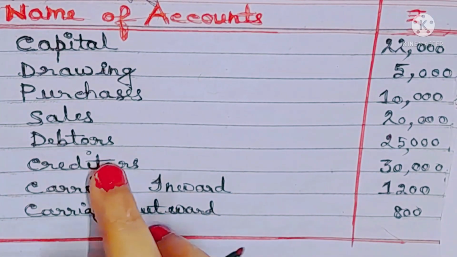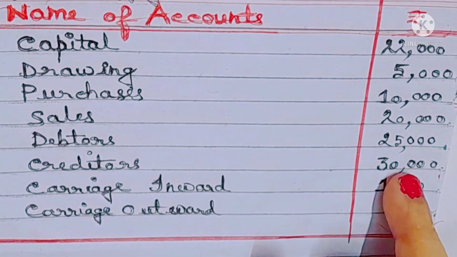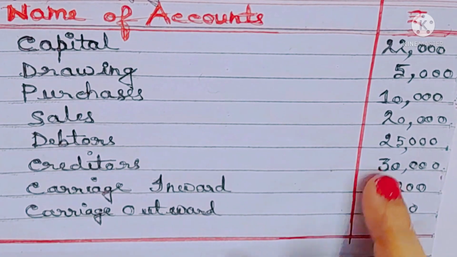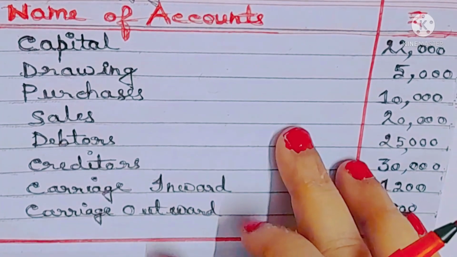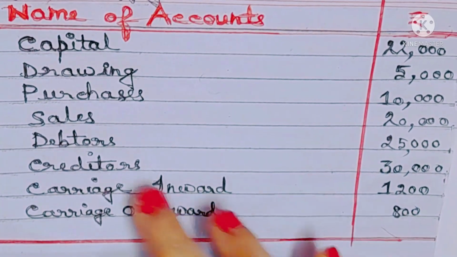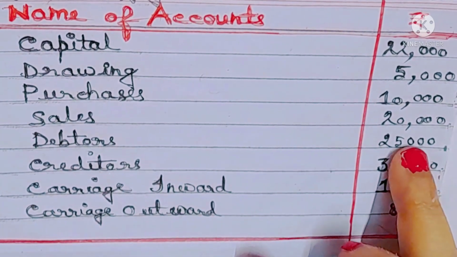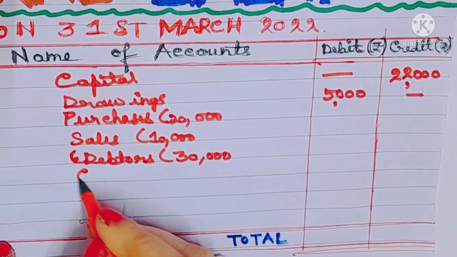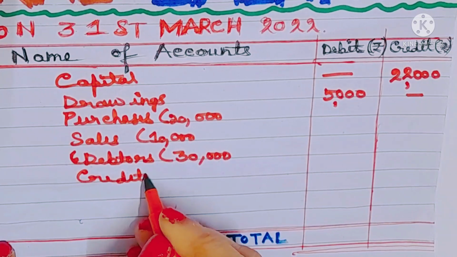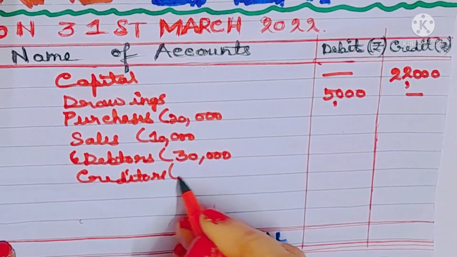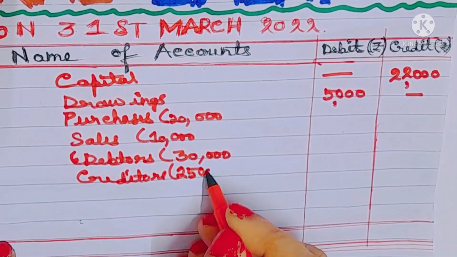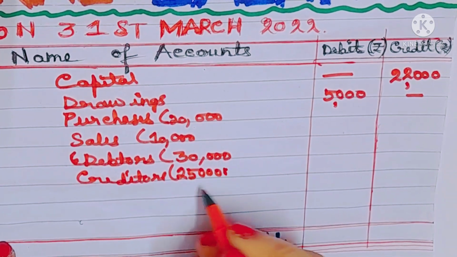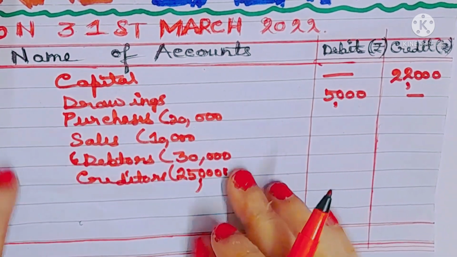The next account is creditors, 30,000. But we won't write 30,000 because the amount has been interchanged between debtors and creditors. We'll write the amount of debtors, 25,000, in creditors. Let's write creditors, 25,000. But we won't close creditors because there will be other adjustments. Now let's see the next account.